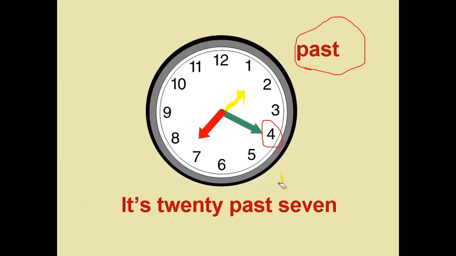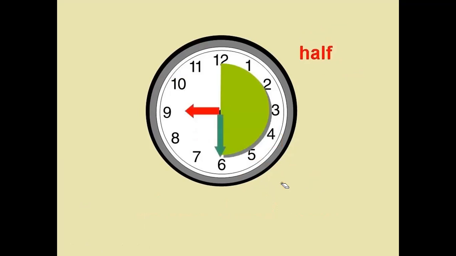Moving on. Now it's 30 minutes, half past. What time is it now? You can read. I can see here the little hand, or the hour hand, refers to number 9. And the minutes arrow, the big hand, refers to number 6. That means it's half past 9. Very good.